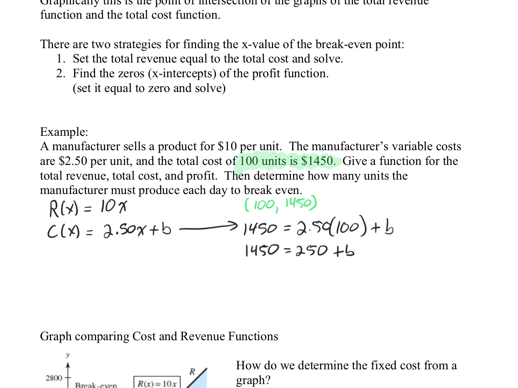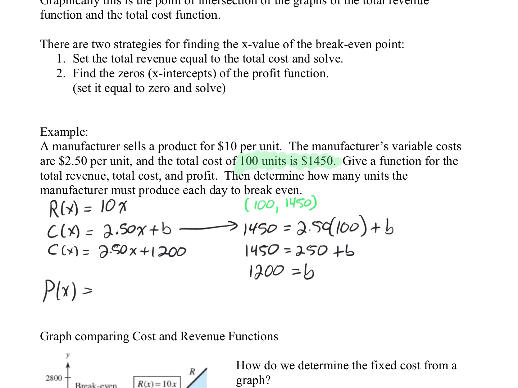Now, algebraically, you don't have to think about that. You can just subtract 250 from both sides. You're going to end up getting b is equal to 1200. But I wanted to point out that even this number we compute along the way does have a meaning in the context of the problem. All right, C of x is equal to 2.50x plus 1200.